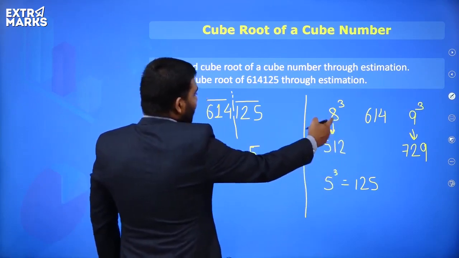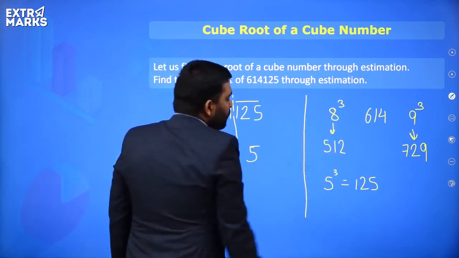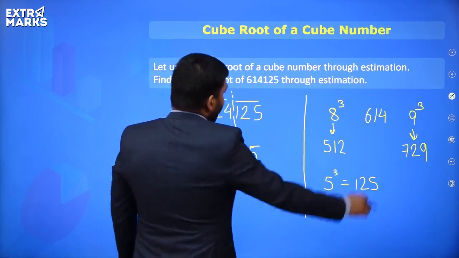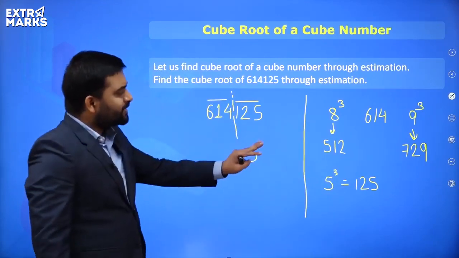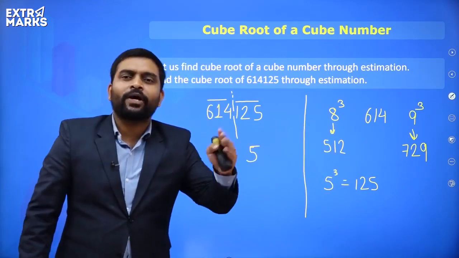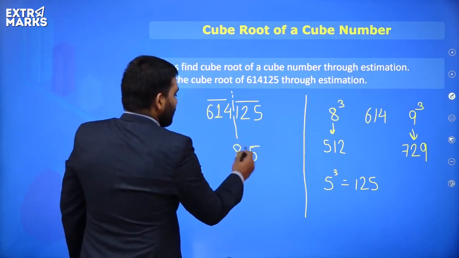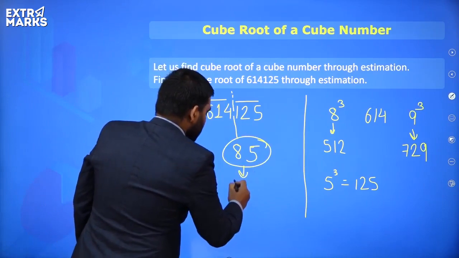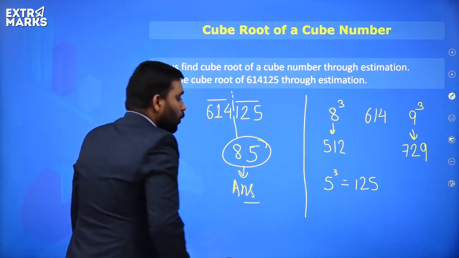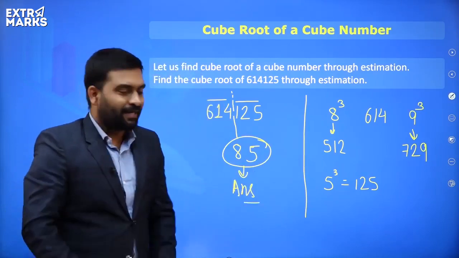So 614 lies between 8 cube and 9 cube because 8 cube is 512, 9 cube is 729. So obviously it is lying in between them. We always take the smaller number. Smaller is 8, so write 85. This is the answer. I hope this point is now clear to everyone.